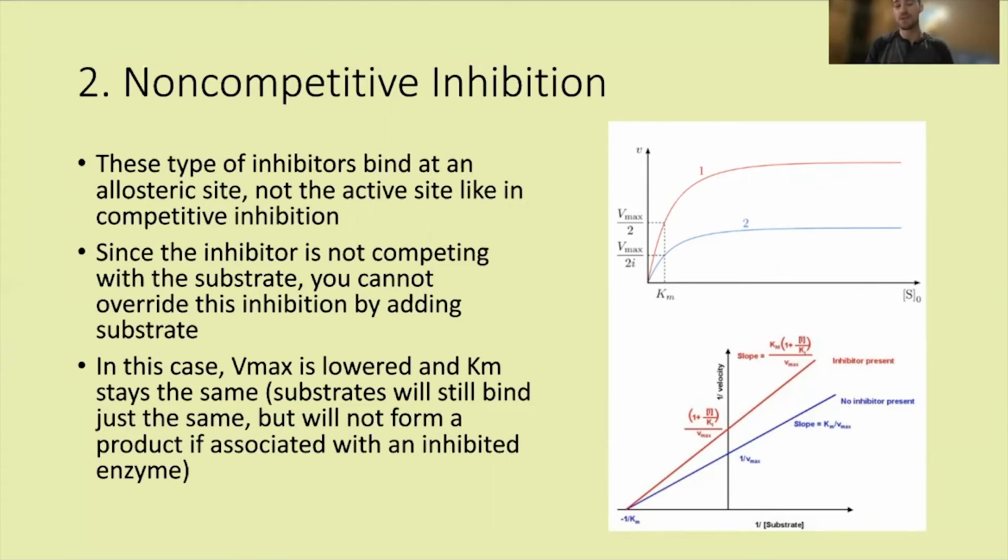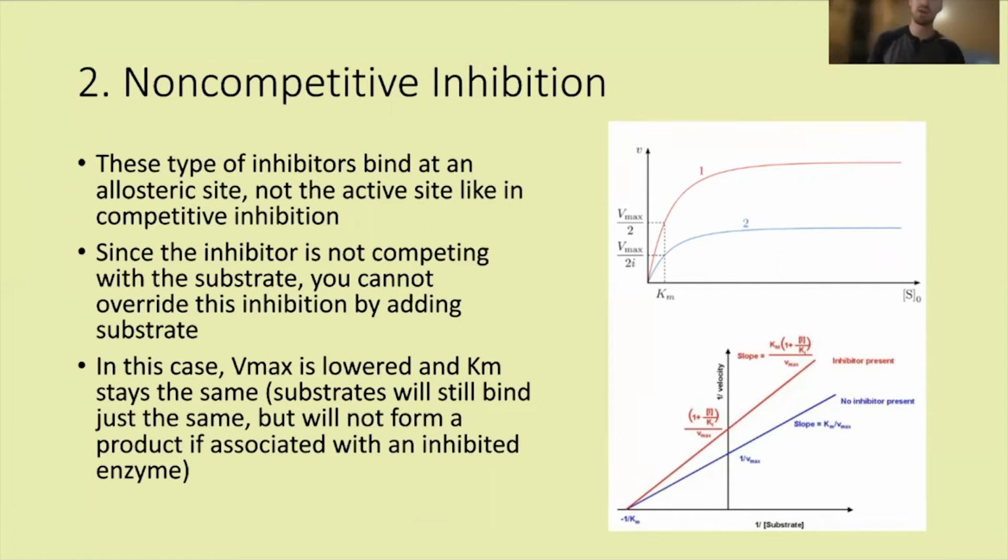So because we can't increase activity by adding substrates, the Vmax is going to be lowered and the Km is going to stay the same because the substrates are still binding, remember, they're just inactive. So binding and affinity remain exactly the same, but the Vmax is going to be lowered.